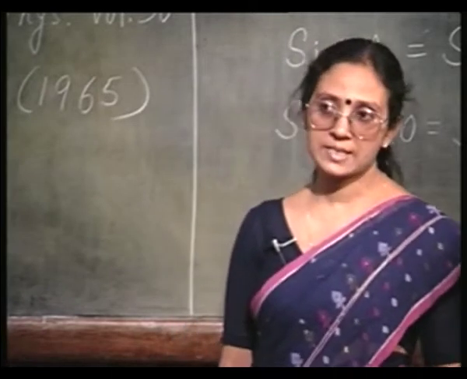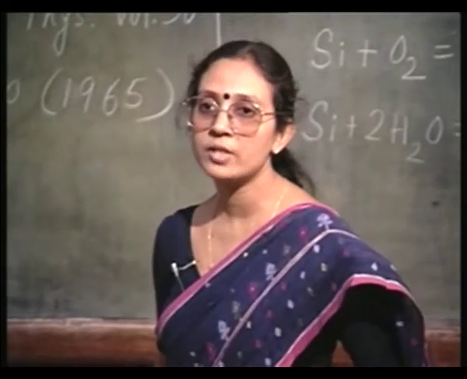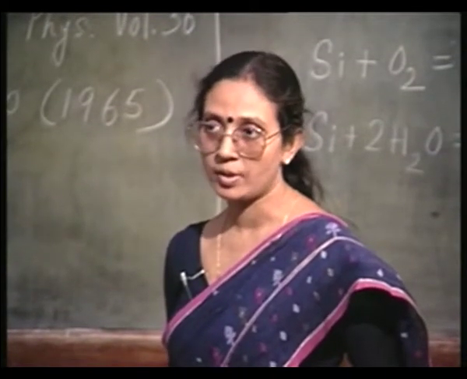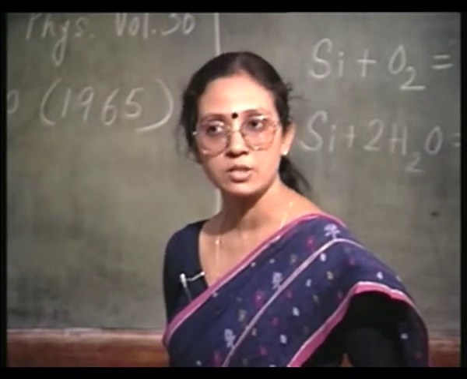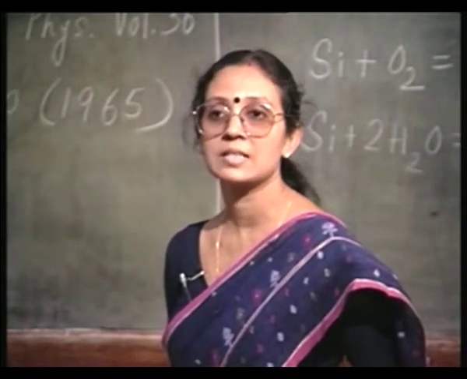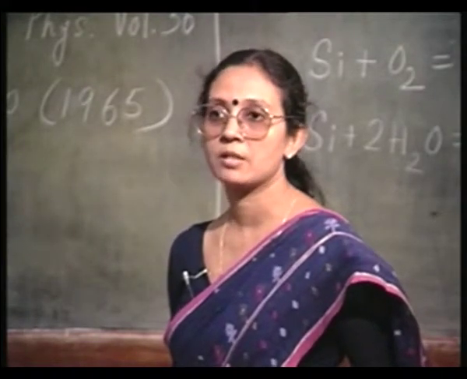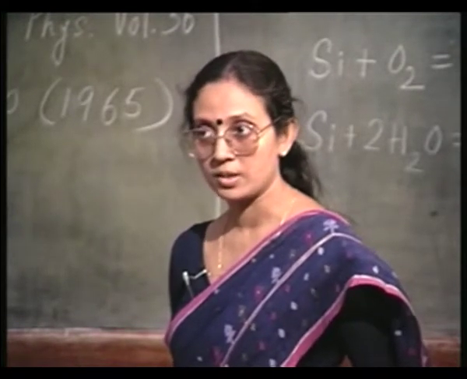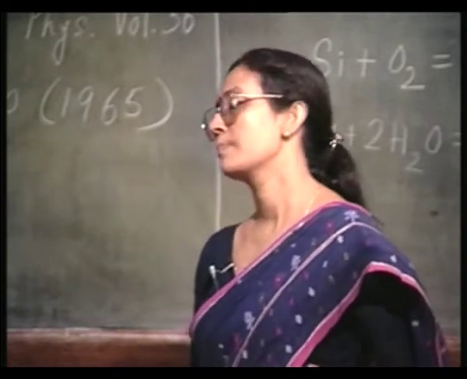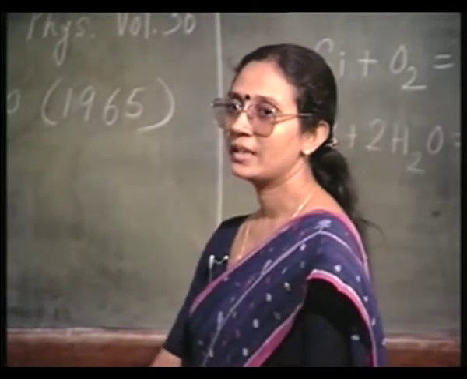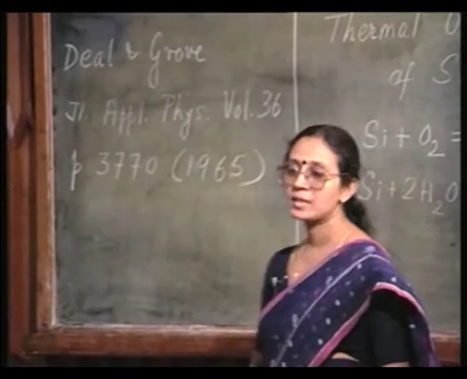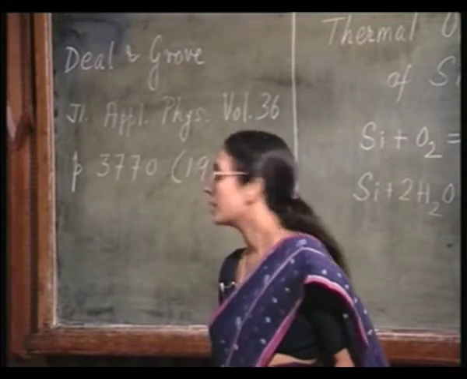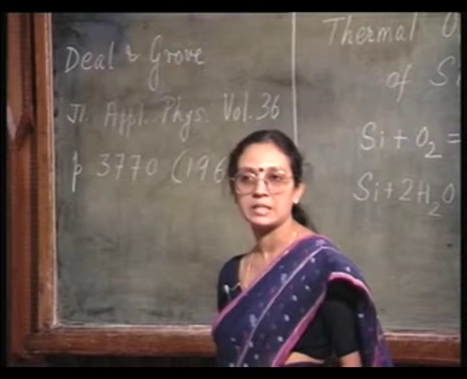Now that we have established that it is the movement of oxidizing species inside the silicon, let us discuss the kinetics of the oxide growth. Kinetics of the oxide growth is exactly how the species are being transported, what the fluxes are, what is happening during the oxidation process. The kinetics of oxidation was predicted by Deal and Grove more than 30 years ago in their pioneering paper in the Journal of Applied Physics in 1965.